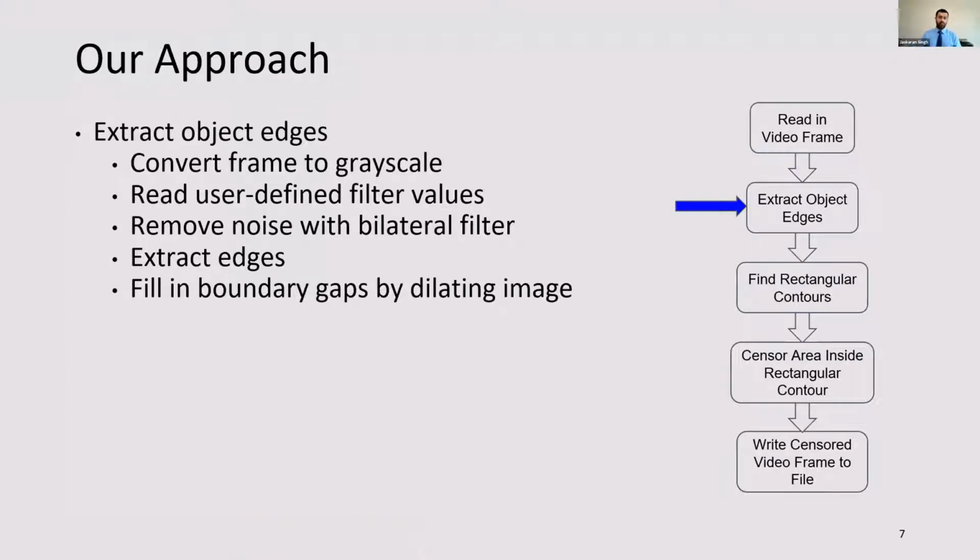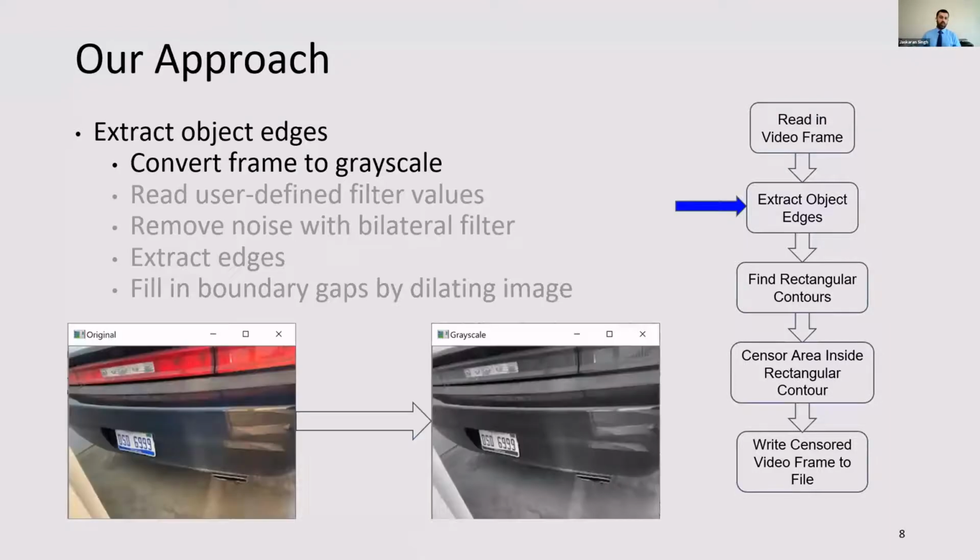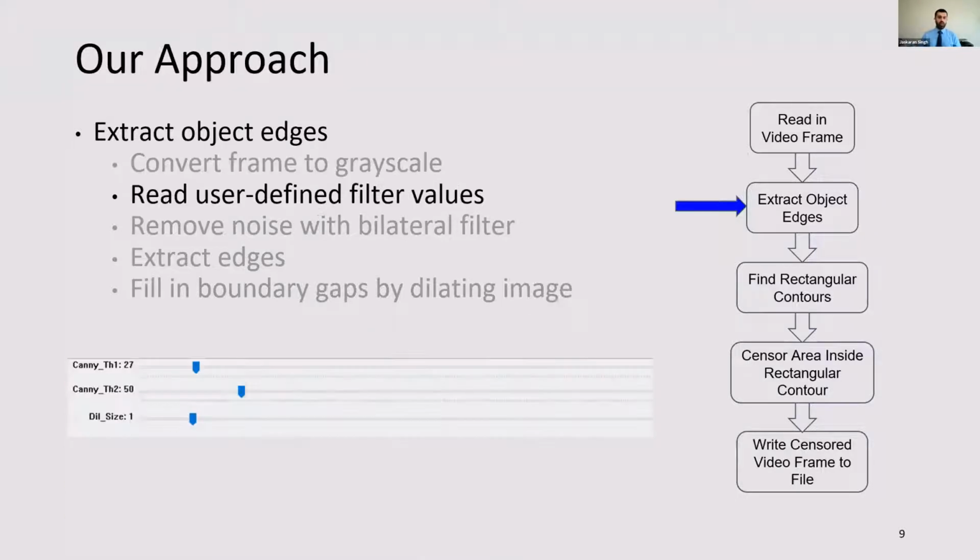The first step was extracting the object edges, and the way we did this, can you go to the next slide, please? Was to first convert the frame to grayscale, so we didn't have to look at all three color channels, red, green, and blue. We just have to analyze a grayscale image, and that speeds up processing. The next step was to allow the user to define the filter values. We didn't find a way to automate this process yet, and adding track bars to the GUI was the easiest way that we could think of to allow the user to quickly change these filter values.